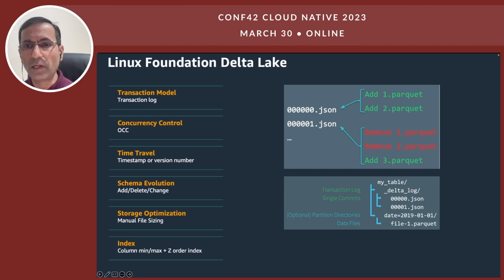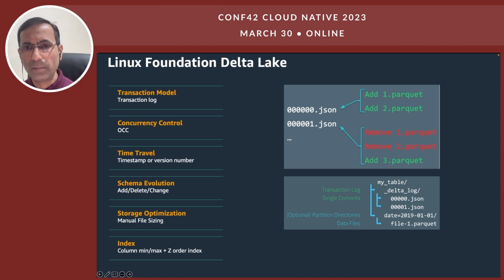Users could also do time travel queries according to the timestamp or version number. Delta Lake lets you update the schema of a table by adding a new column or reordering an existing column. And when it comes to storage optimization, Delta Lake does not have compaction as it follows copy on write. Hence, file sizing is manual. You need to run vacuum and optimize file size commands to convert small files into large files.